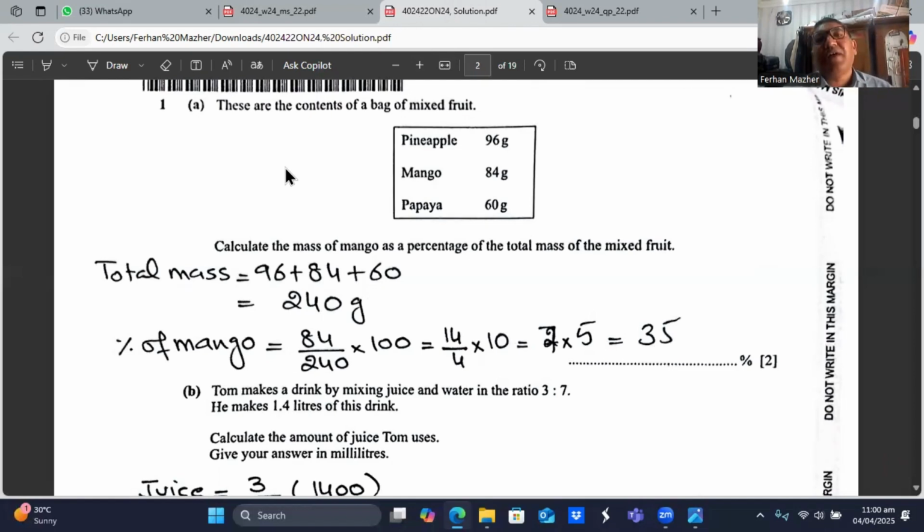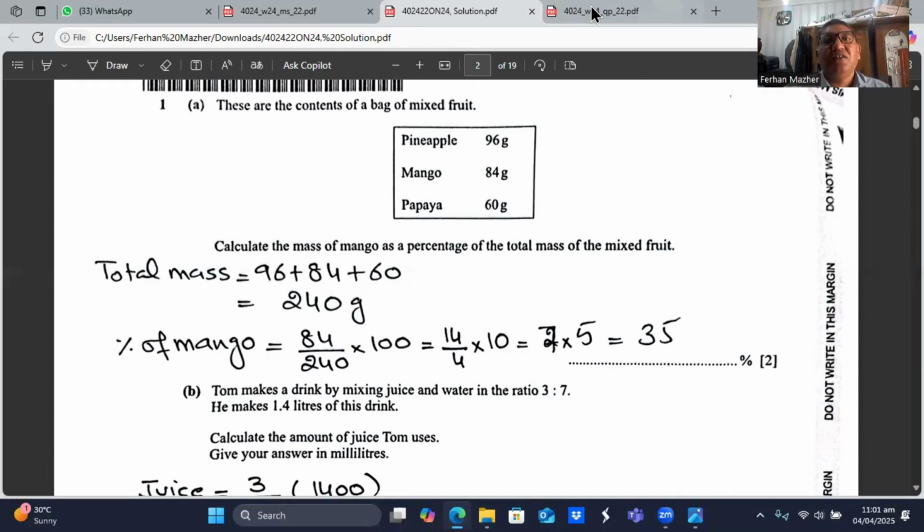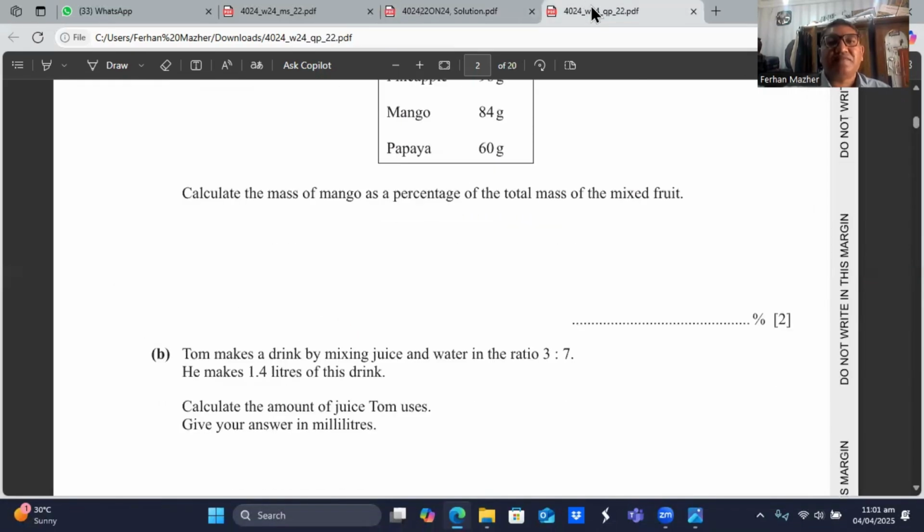So the percentage of the mango will be the mass of the mango divided by the mass of the total bag. So it will be 84 divided by 240 multiplied by 100. So 84 and that will be 14 by 4 multiplied by 10. That will be 7 into 5. That will be 35. So the mangoes are 35%. So you can have a look at the marking scheme. This is how this is done. So we are going to the next part.